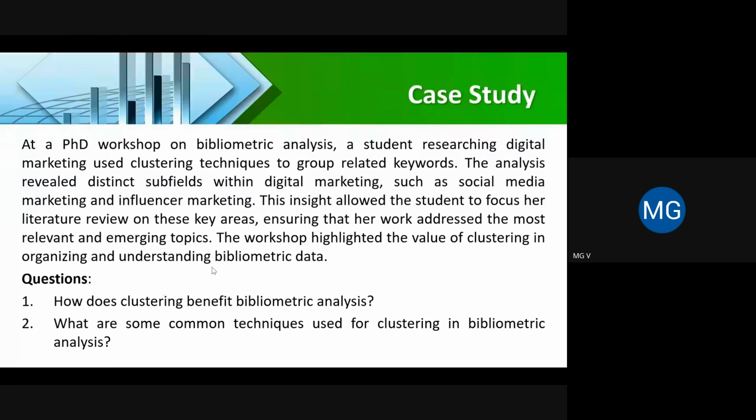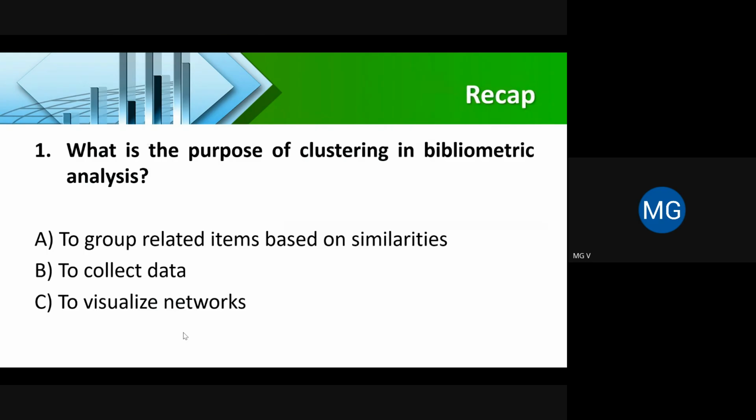So, a scholar researching digital marketing used clustering techniques to group related keywords. And the analysis revealed distinct subfields within digital marketing, such as social media marketing and influencer marketing. This insight allowed the student to focus her literature review on these areas, ensuring that her work addressed the most relevant and emerging topics. So, what we are trying to ask here, what is the purpose of clustering in bibliometric analysis?